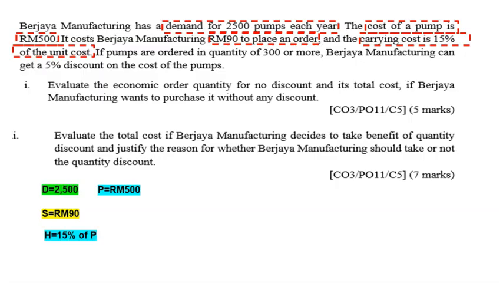And then they give us another one: if the palm order is more than 300, can get a 5% discount. So they give a statement, more than 300, the new price. So this one is actually for the second part here. Okay, let's calculate the Q first. So the question, part 1, for the 5 marks, they want the Q.